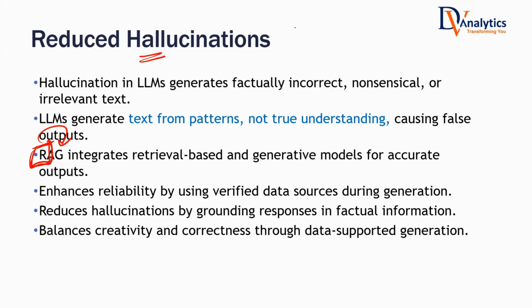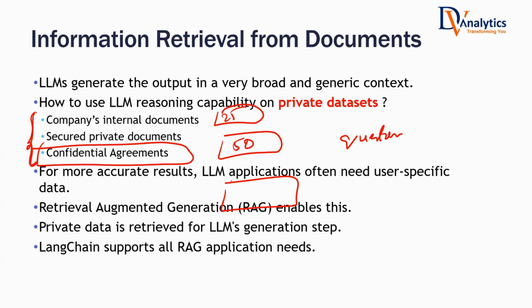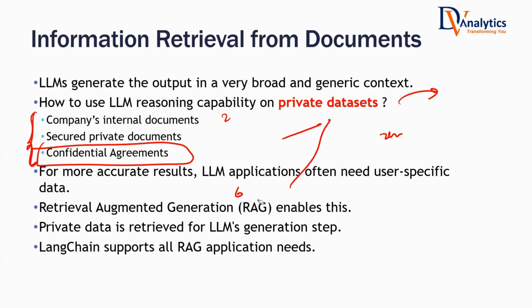Generation is simple. Once you retrieve all the relevant documents, so how RAG works is you give all your company's confidential agreements, and then you retrieve, like you ask a question. For this question, maybe the answer is in page number 25. The answer is in page number 50, a part of answer. Another part of answer is in page number 63. So these three pieces of document will be retrieved. Once you retrieve it, you can always summarize it. That summary large language model can generate. So that is how retrieval augmented generation works.